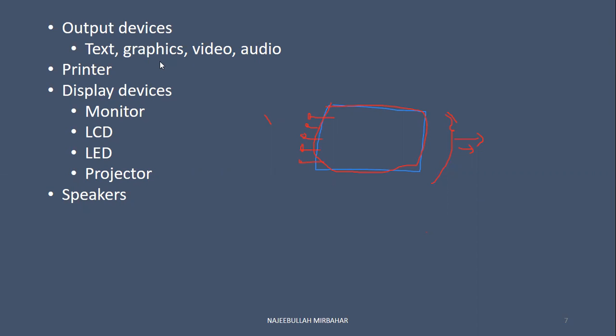All right. So, projector. There is no specific definition of a projector, but a projector displays its output on a wall or on a sheet. Speakers are output devices that convey audio messages.